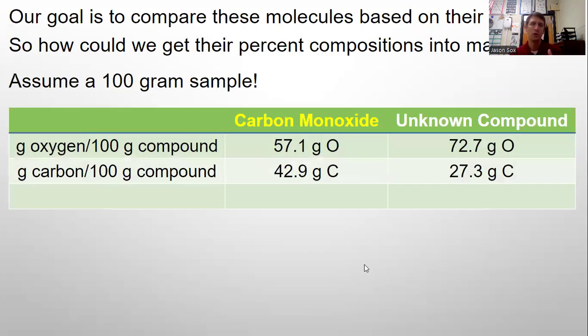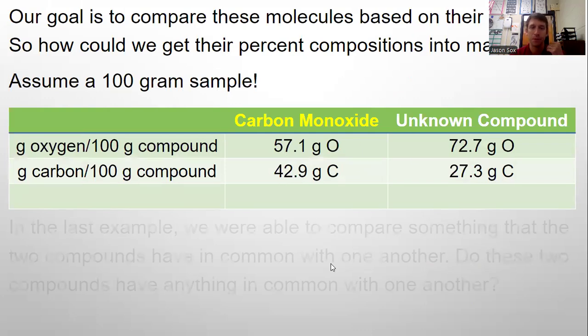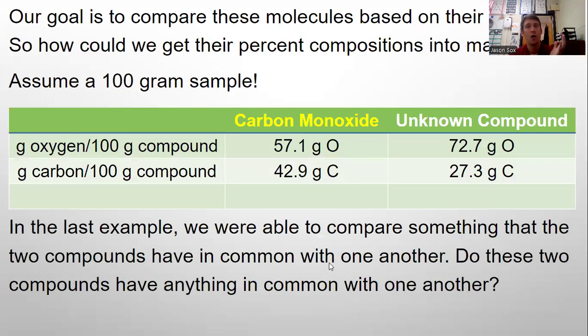So how can we compare these? Percent composition is easiest if we assume a 100-gram sample. And again, we do that because we make the percentages equal to the gram amount. So you'll notice that this chart here is filled in with just the gram equivalents of the percent compositions. Now, in the last example, all the compounds had 14 grams of nitrogen.